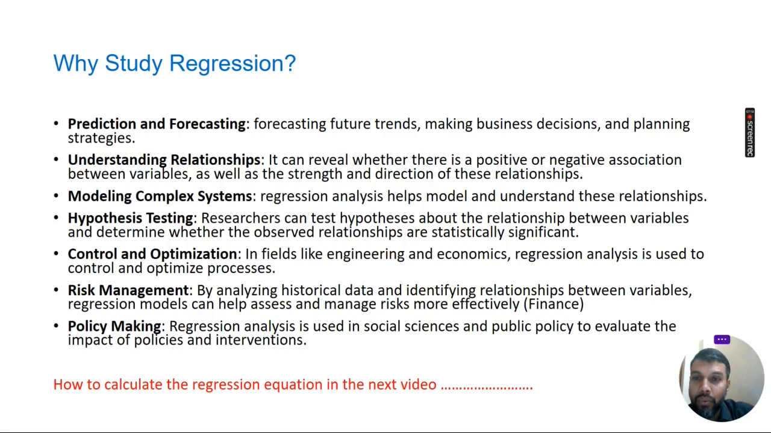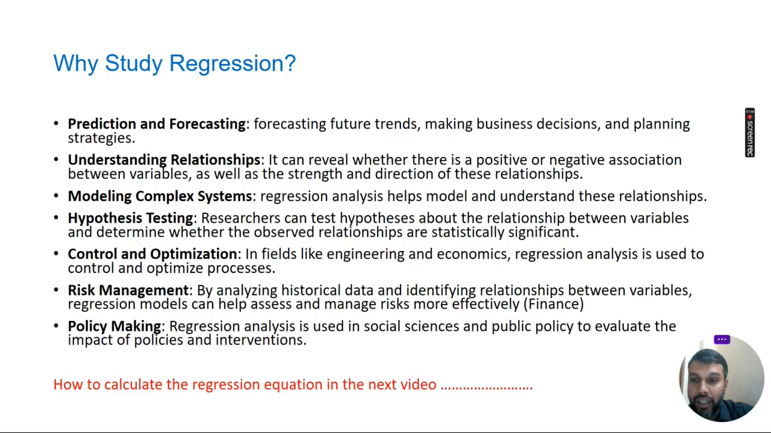If I want to understand what kind of relationship exists, I can clearly identify from the equation if it is positive or negative, and also understand the magnitude of the relationship. In the previous example, the minus sign denoted a negative relationship and 12.1 was the magnitude. Regarding modeling complex systems, regression analysis helps us model and understand these relationships. If you have multiple variables, we would be able to make a complex model.